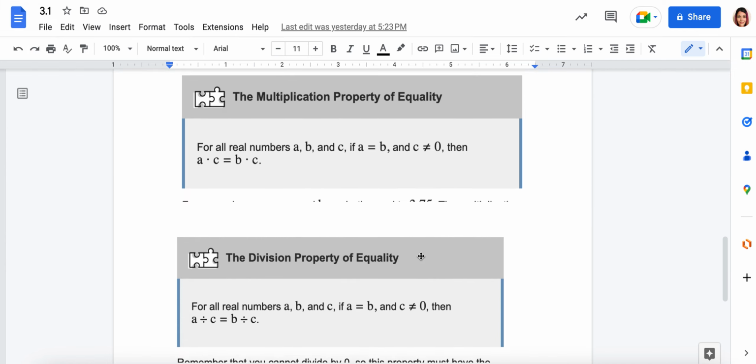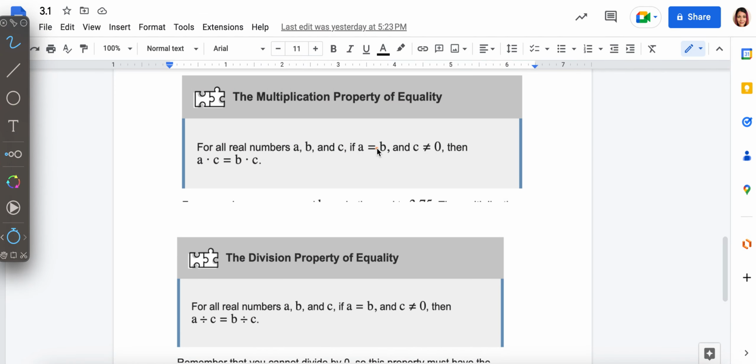And this one, the multiplication property of equality. This says for all real numbers A, B, and C, it has this if again: if A equals B. So that must happen. A has to equal B. So we can use 10 again. A equals 10, and so B must be 10 again. C cannot equal 0. So these are the two things that must happen.